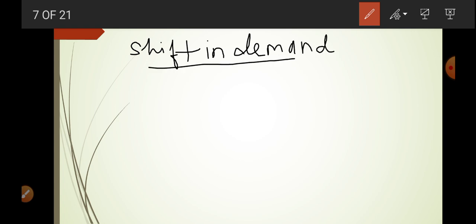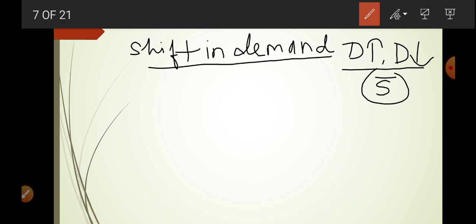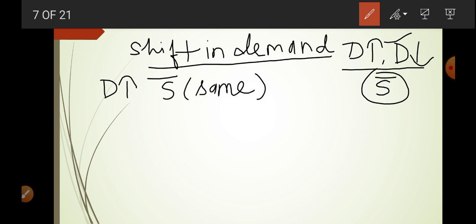If I explain in my own way, what we are going to learn is shift in demand. Okay students, so shift in demand, that is change in demand. Demand can increase or demand can decrease, and in this duration there will be no change in supply. First we are going to discuss when demand is increasing and there is no change in supply. Supply is the same. First we are going to draw the diagram.